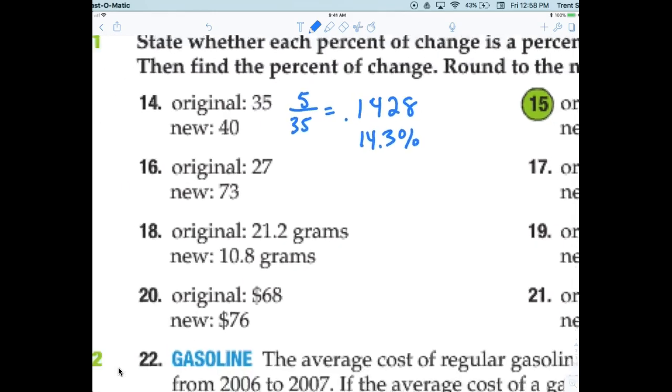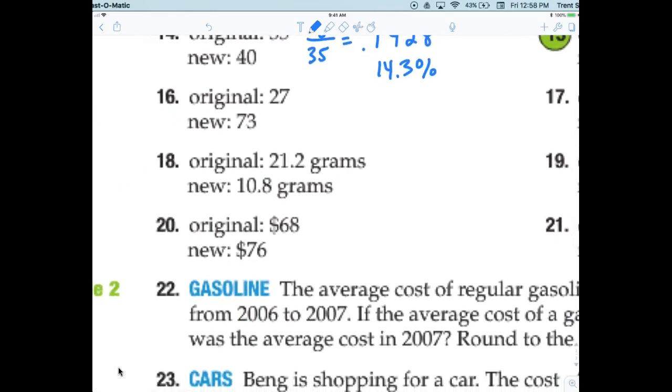Now for question number 16. Cole, what do we got? You tell me, you have a calculator. I just want to know what it is.